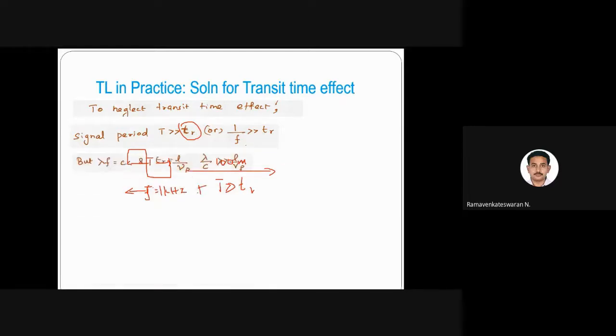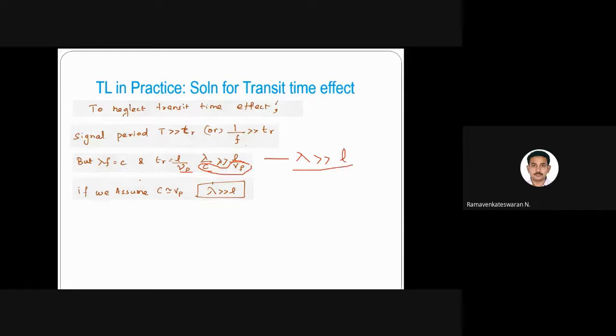This is a small substitution. When you put the substitution c equals lambda f and TR equals L by Vp, you get lambda by c equals L by Vp. Typically, if the medium is air, the velocity equals the speed of light. So lambda should be greater than L. To avoid the transit time effect, the wavelength of the signal should be very high compared to the physical length of the cable.